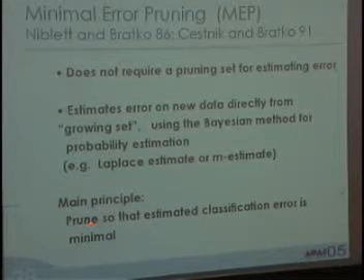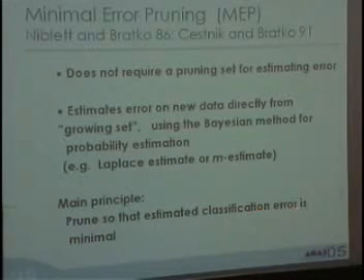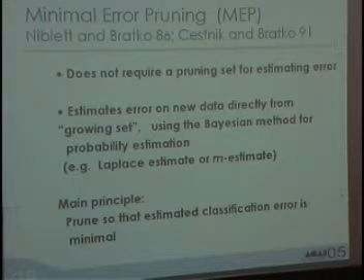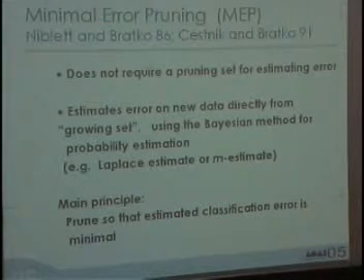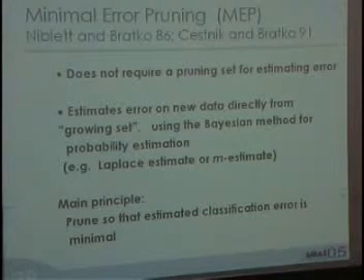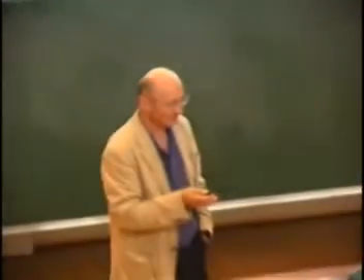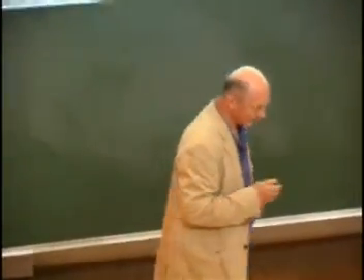The main principle is to prune so that the estimated classification error is minimal. So to minimize classification error. But REP also does the same thing. It wants to minimize classification error. The only difference is that REP uses an independent pruning set for estimating errors, whereas here we estimate errors directly from the data that we have in the growing set.